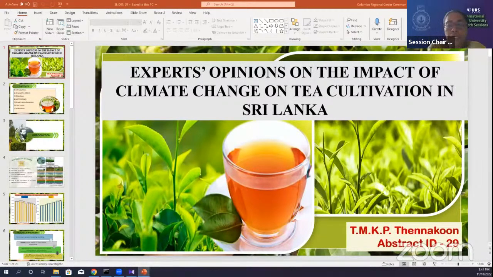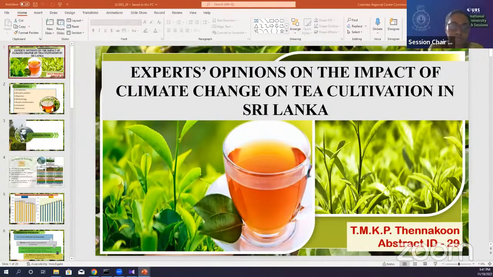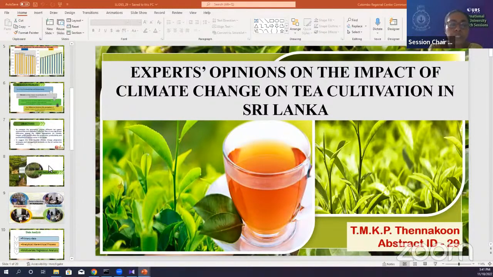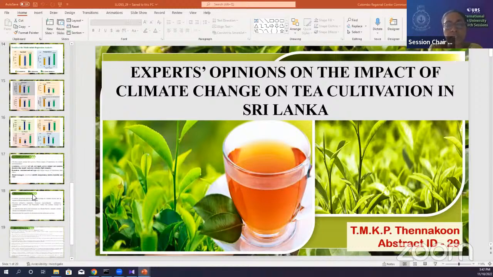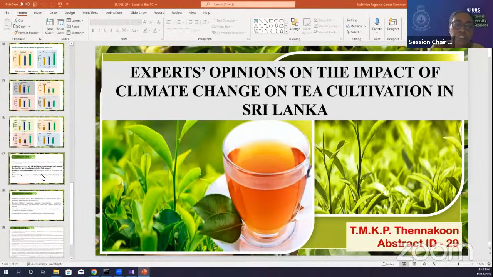In your recommendation, you have mentioned extension services have to be regularized. Right? So how do you think the extension services are linking towards this climate changing effect?